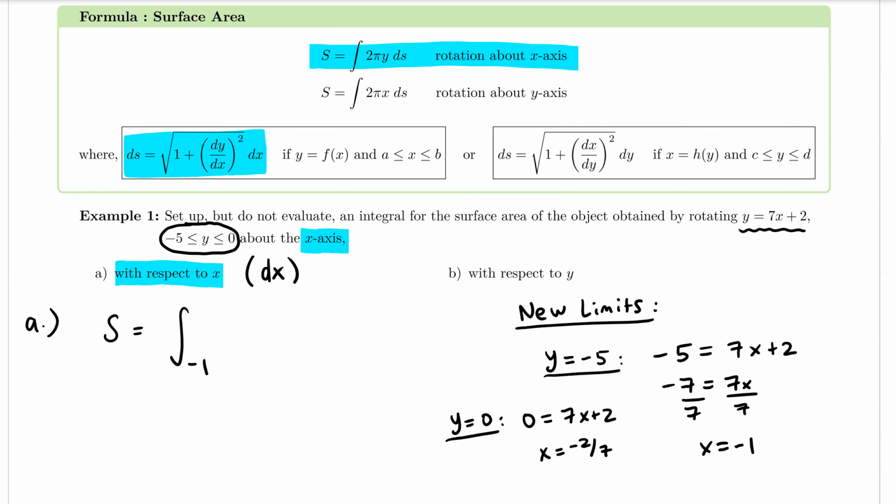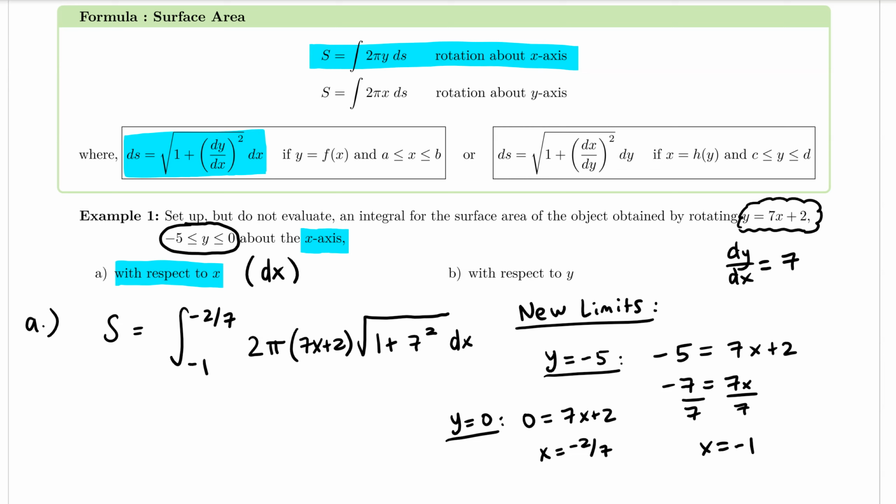So my new lower limit of integration is x equals -1, and my new upper limit of integration is x equals -2/7. Now, I'm going to have my integrand be 2 pi times y, but because we're integrating with respect to x, I don't want to put y, and instead I'll put 7x plus 2. And then we have the square root of 1 plus, and here I'll solve for dy dx, which is going to equal 7. So I have 1 plus 7 squared, and then dx.